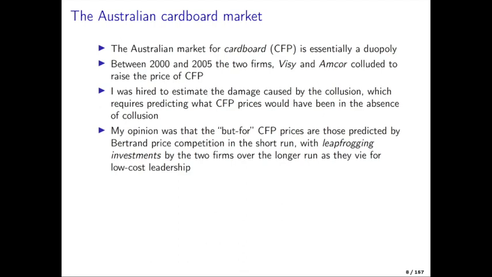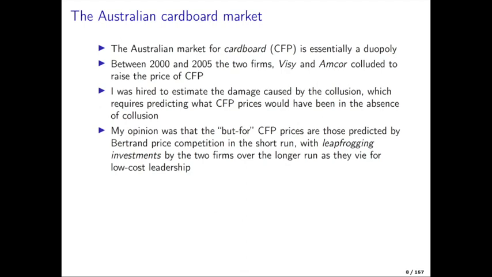John was hired to estimate the damage caused by the collusion, which required predicting what the cardboard prices would have been in the absence of the collusion. And his opinion was that the counterfactual but-for prices should have been those predicted by Bertrand price competition in the short run. We're going to make some arguments for why there's room for Bertrand price competition in this market, but that was only in the short run. So what should the price have been? Well, that would be the marginal cost of the high cost producer.